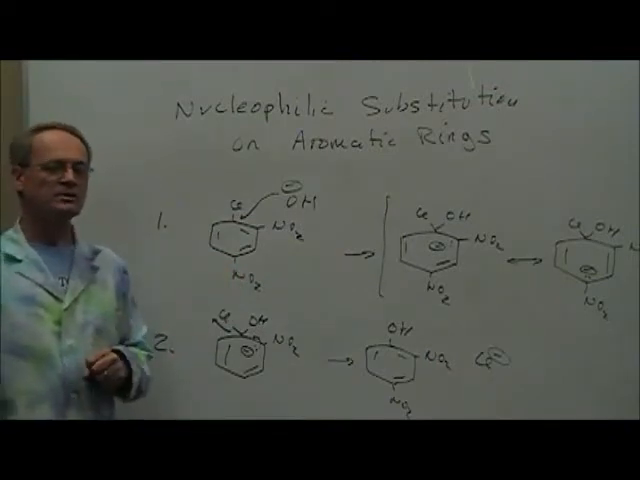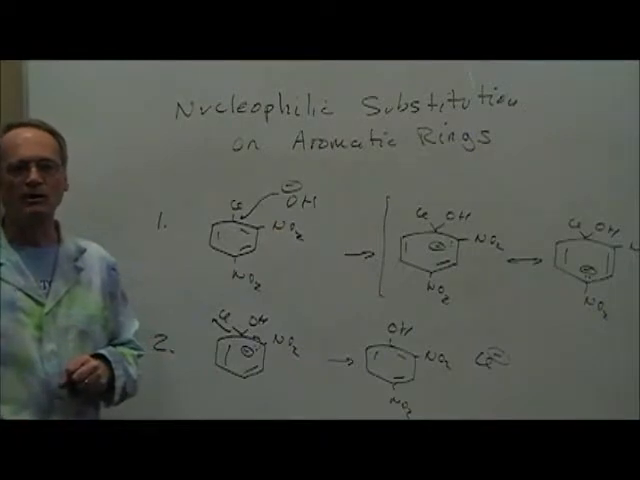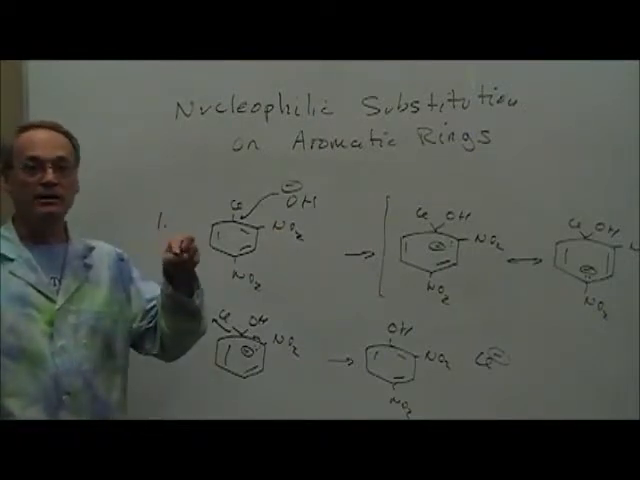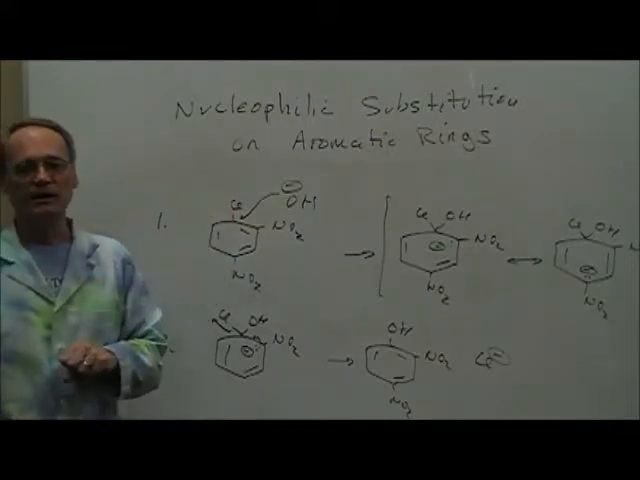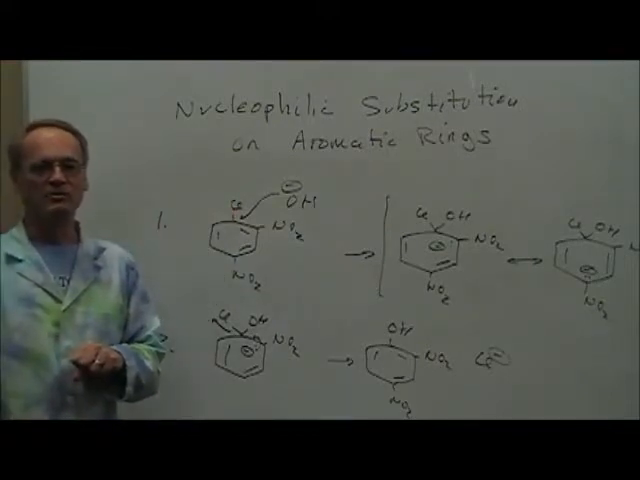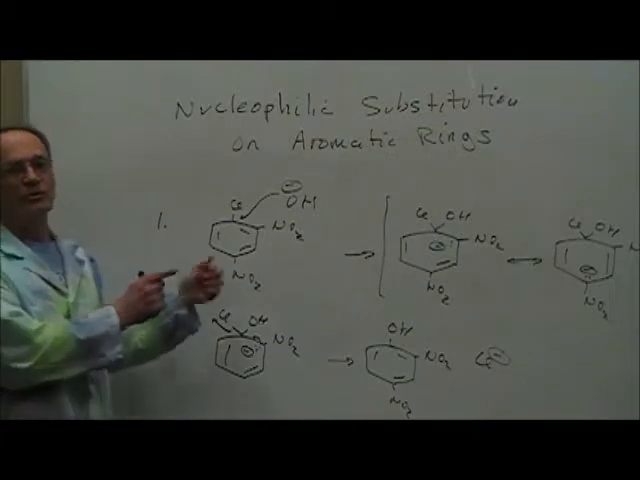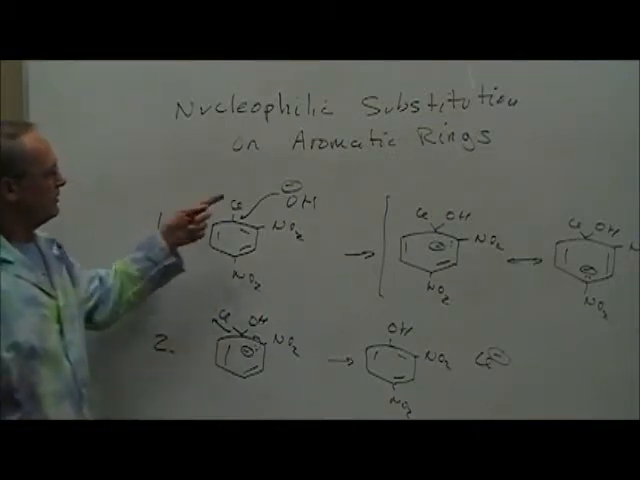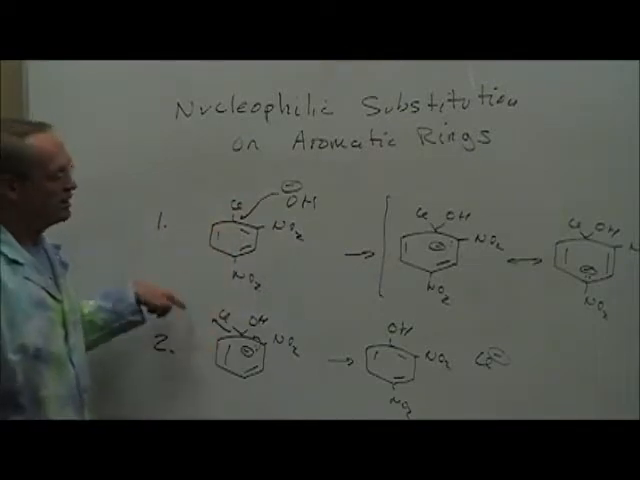So just for completeness' sake, how does that vary from an SN1 or an SN2 mechanism? So what happens in the SN1? The leaving group leaves first, and then the nucleophile attacks. What happens in an SN2? The leaving group leaves and the nucleophile attacks at the same time. What happens in this third type? The nucleophile attacks, and then the leaving group leaves.